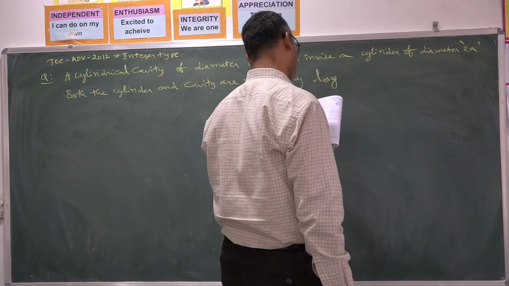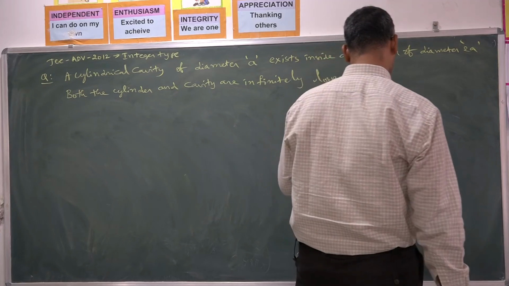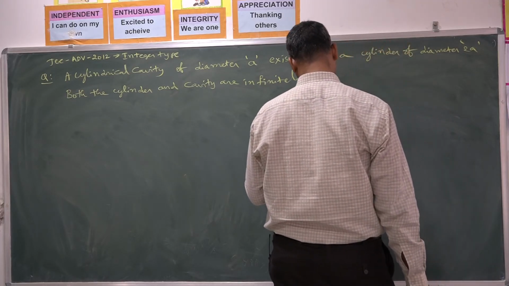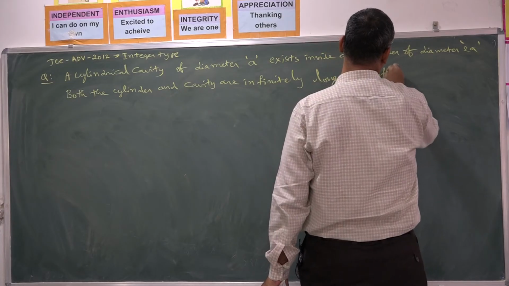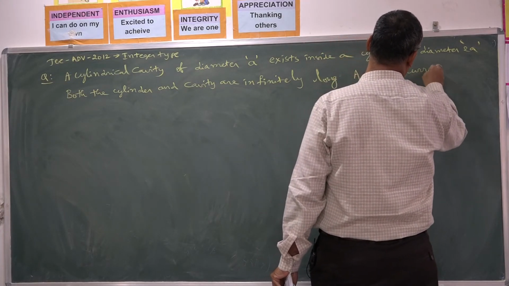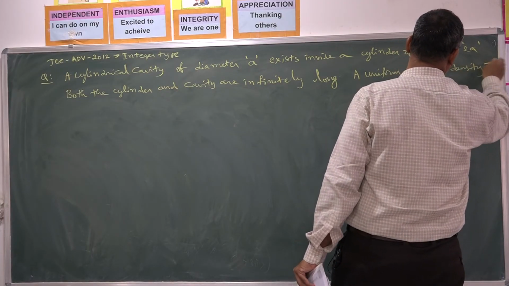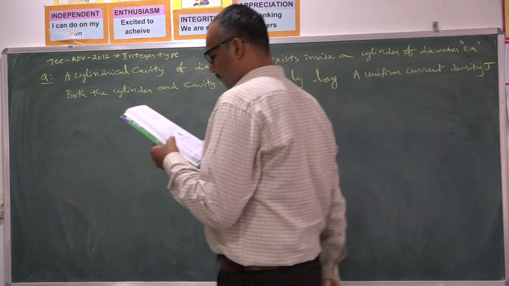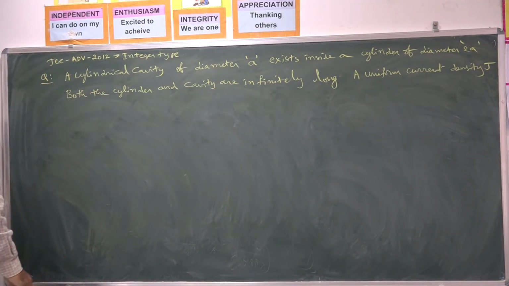Both the cylinder and cavity are infinitely long. A uniform current density J flows along the length.